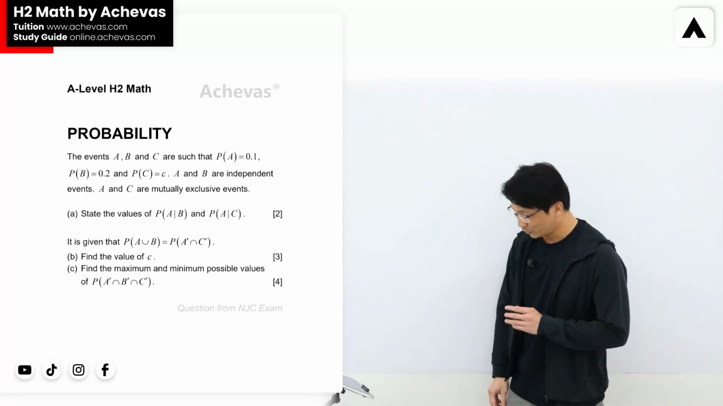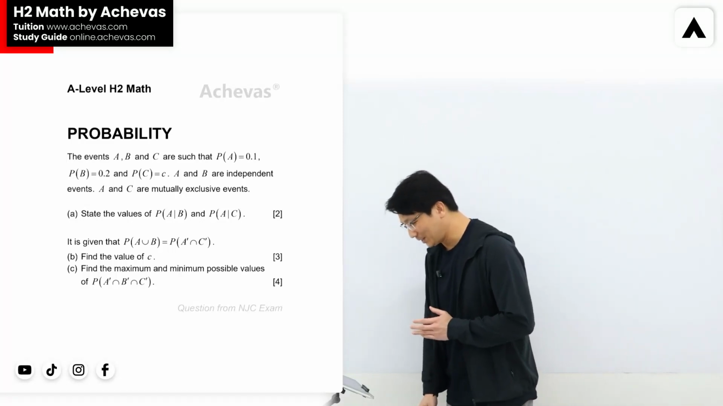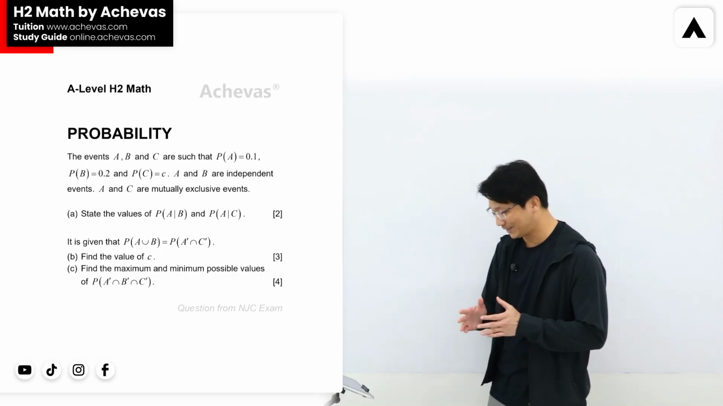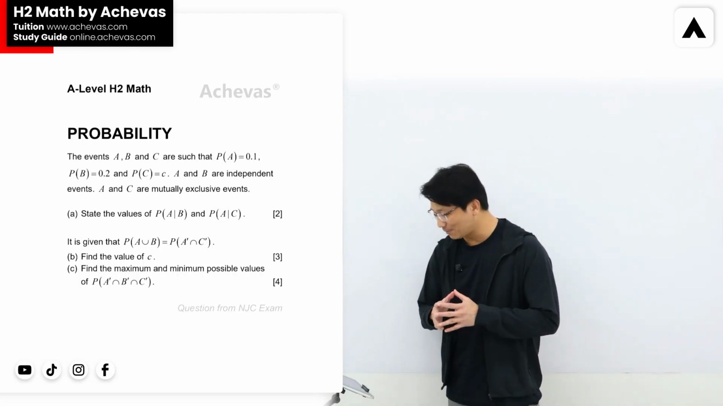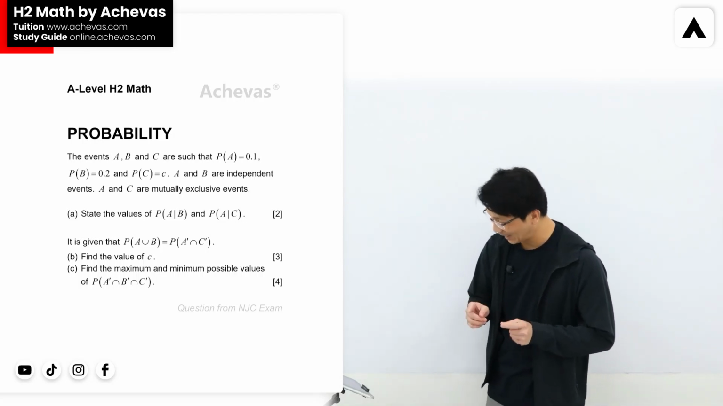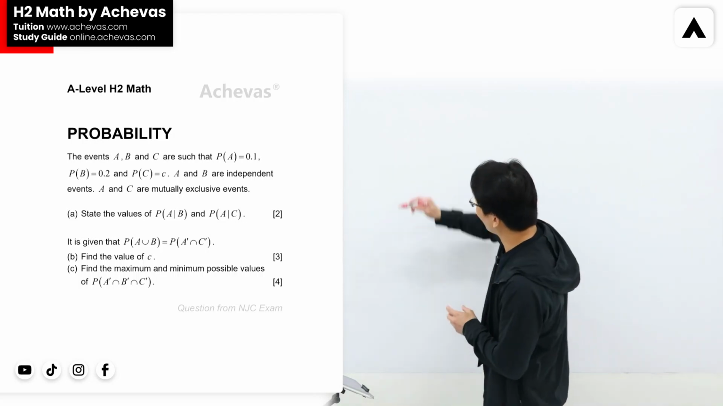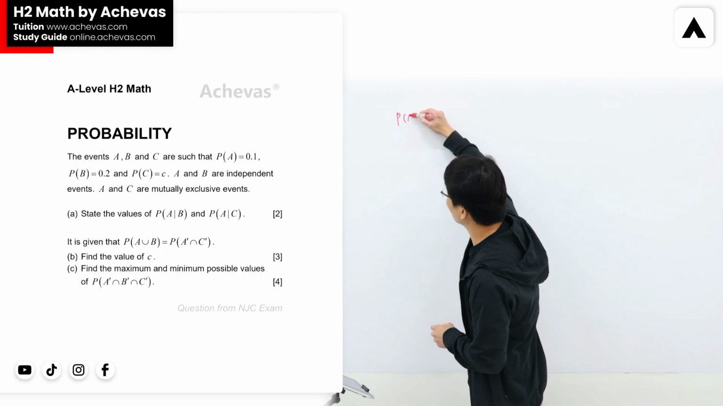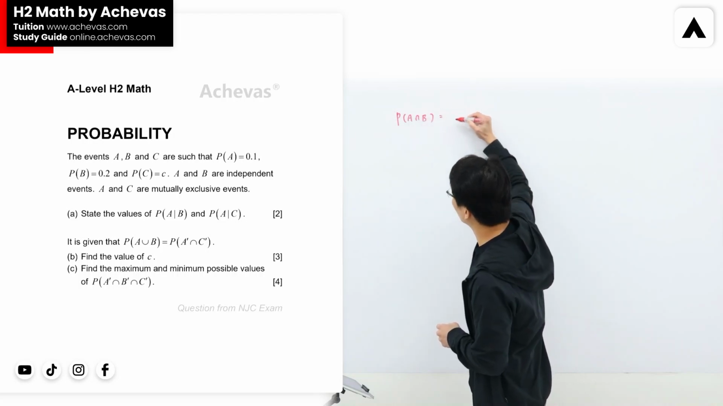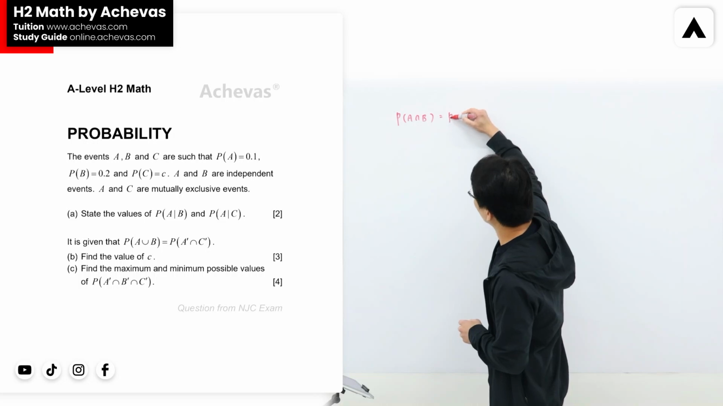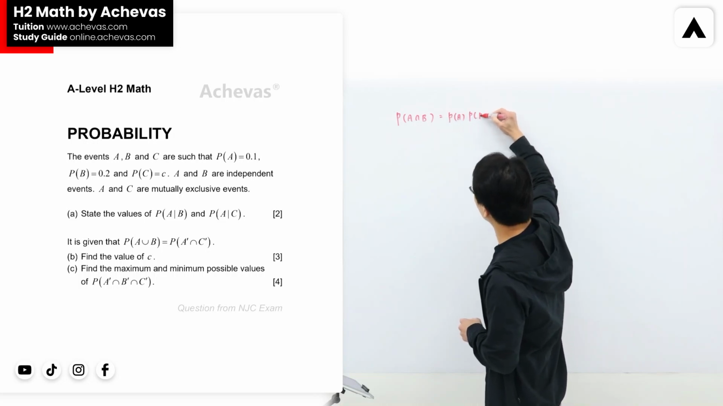In this probability question, we are given three events A, B, C, and their respective values are 0.1, 0.2, and C. Also given to us, A and B are independent events and A and C are mutually exclusive events. If we know that A and B are independent events, I can write down this relation between A and B to be probability of A intersect B equal to probability of A times probability of B.